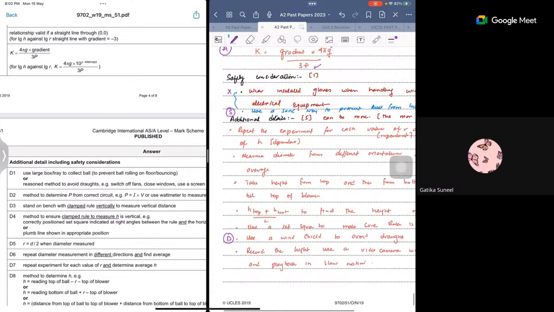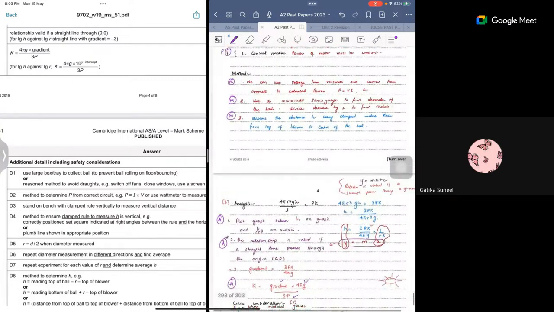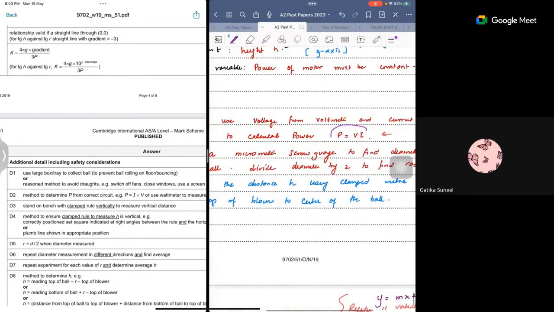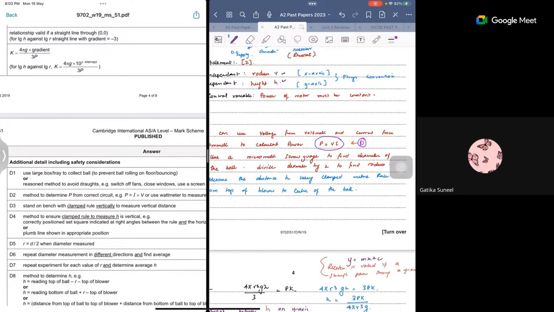So that's fine. And then it says, method to determine P using, okay, now see, the important point is that because we have written method to P, he has given this. The one that we wrote already here is basically a mark for the additional details. So it means we get another mark, even though we have written it in the method, because we have written it so clearly, so we will also get a mark for additional detail here.